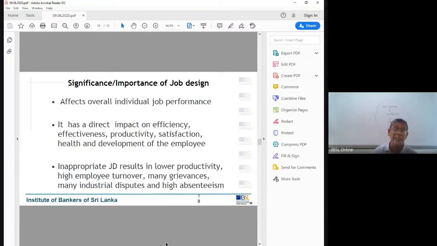In an organization, remember, if the job is not designed, it impacts your productivity. Employee turnover increases, you leave the organization. And many grievances come, many industrial disputes, fights, high absenteeism.